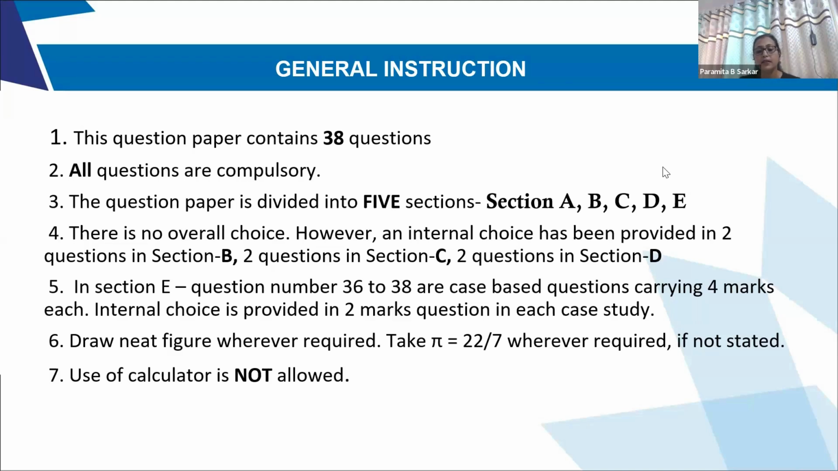Draw neat figures wherever required. Take pi value as 22/7 wherever required, if not stated in the question paper. For example, suppose you get a question from areas related to circles, and in that question it is mentioned to take pi as 3.14. In that case you have to take it as 3.14, not as 22/7. If nothing is mentioned in the question, then you have to take the pi value as 22/7, and use of calculator is strictly not allowed.